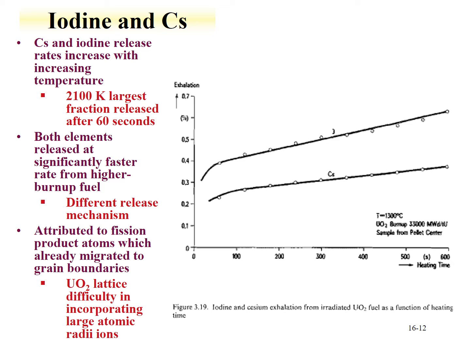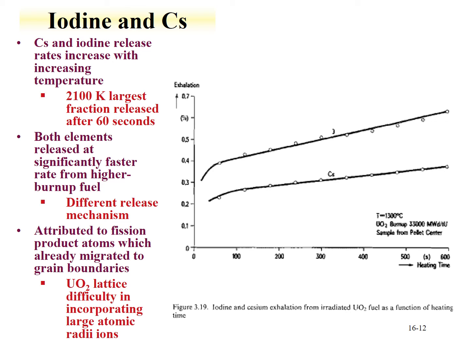Not only do we see the overall amount of material being released, but the release rates increase with temperature. If you have a relatively high temperature, 2,100 K, there's a very large release rate in a very short period of time, 60 seconds. And we see that both elements can be released at significantly faster rates with higher burnup fuel. Here's an example of uranium burnup at 33,000 megawatt days per ton of uranium. And we see that for the release of iodine and cesium, there's an initial increase and then the release reaches a constant rate as a function of time. There are somewhat different mechanisms for release, and these relate back to the behavior of the fuel, particularly any damage that was done due to higher burnup.